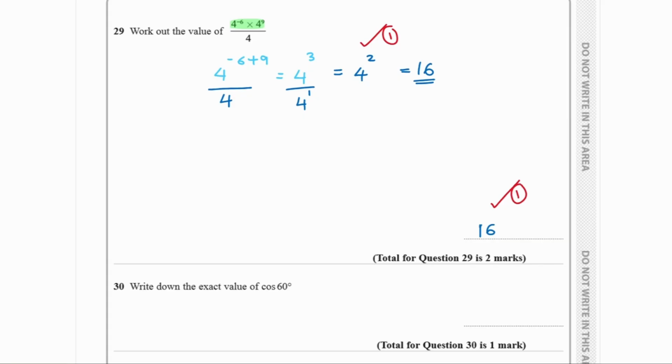Number 30, write down the exact value of cos 60 degrees. So for this, we can use our exact trigonometric values. And the value of cos 60 is 1 over 2, or a half. And this is a 1-mark question.